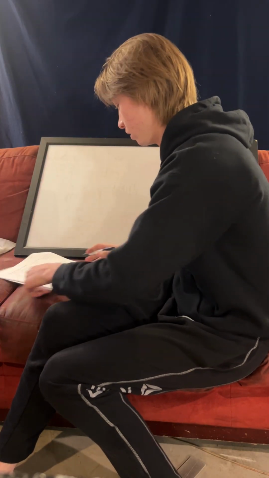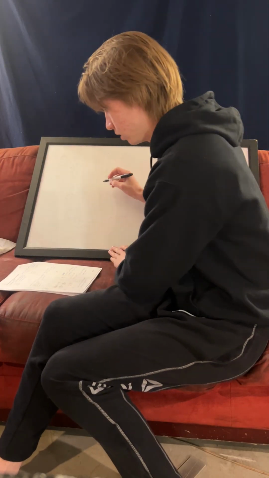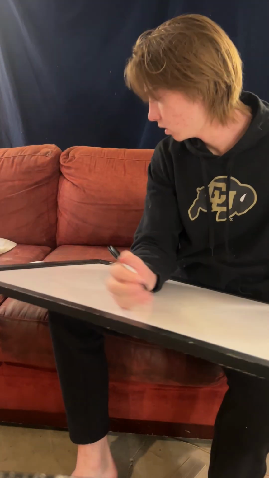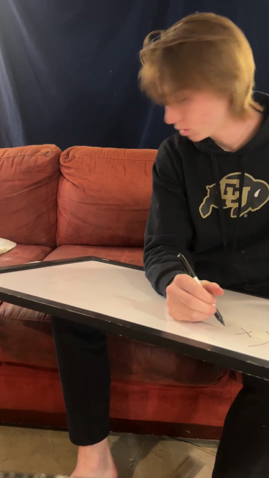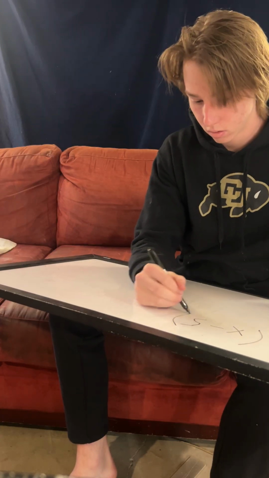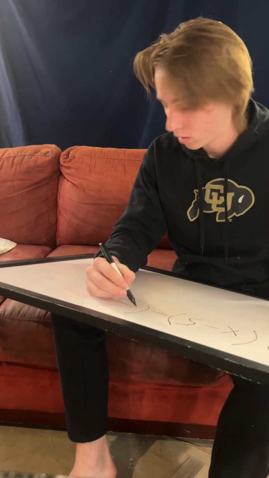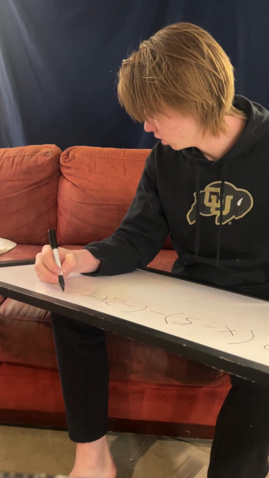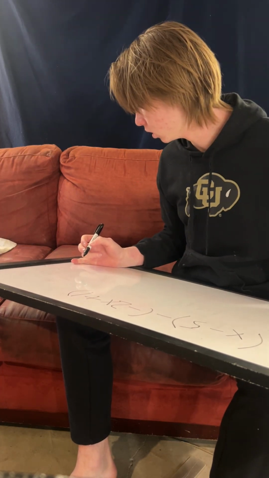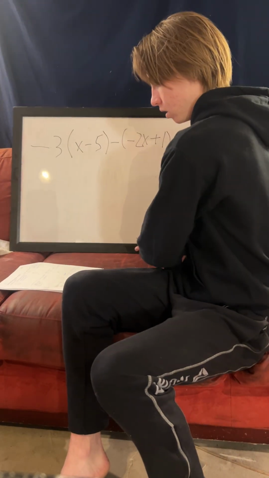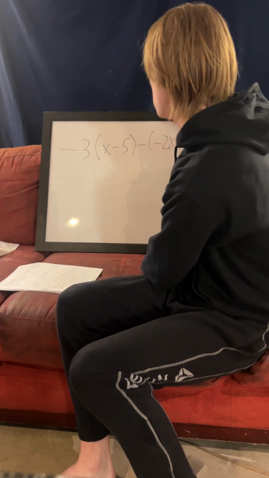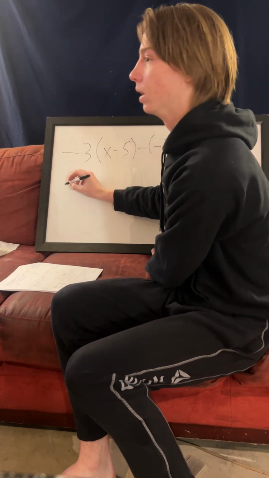All right, next one. Now we leave off where I stopped on the last video when I realized you couldn't read the whiteboard. Negative 3. It's so hard to write this sideways. X minus 5 minus negative 2x plus 1. Right? Yeah. Okay, what do we do first? We distribute. So maybe that was too big.